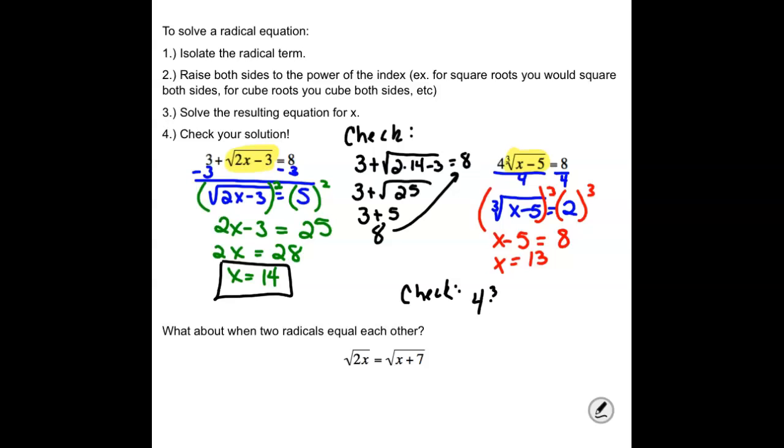So 4 times the cube root of 13 minus 5 is supposed to equal 8. 13 minus 5 is 8. The cube root of 8 is 2, and 4 times 2 does get us an 8. So this is correct.